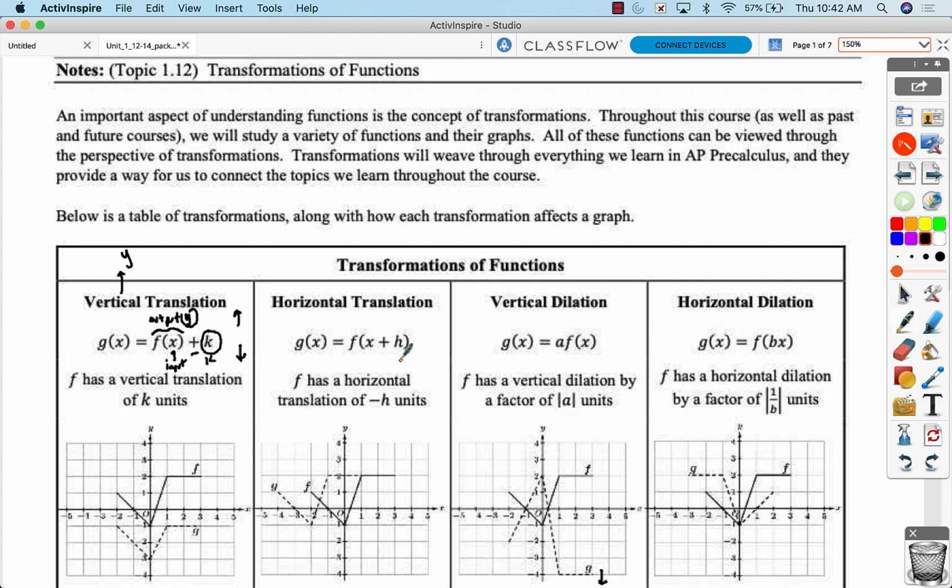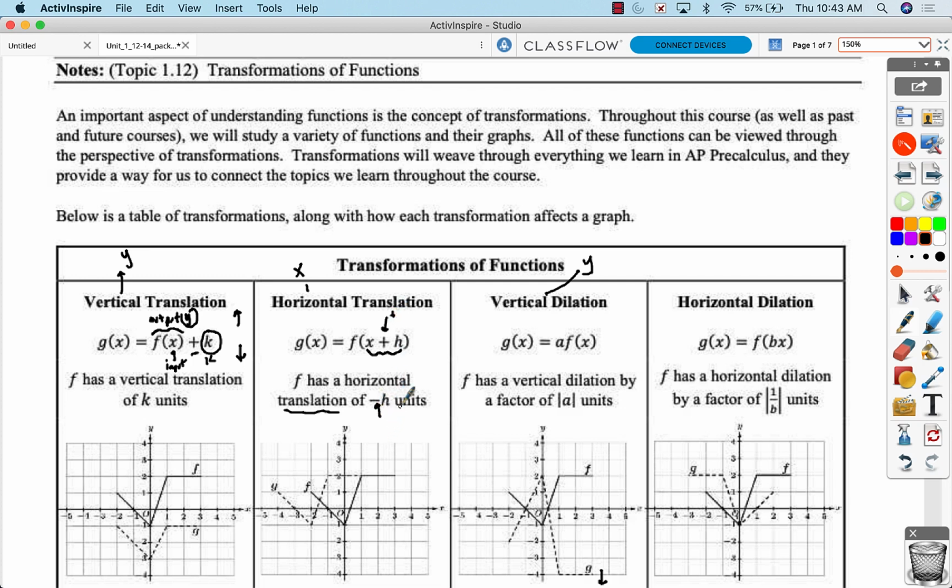Now let's talk about horizontal. Horizontal has to do with the x's. So vertical is the y's, this is the x's. If you put something inside the parentheses, it always goes opposite of what you would do. So that's why this is a horizontal translation. Translation just means you're moving the graph. The graph shifts. And it's 8. See how this is a plus? If this is a plus, then it goes minus.